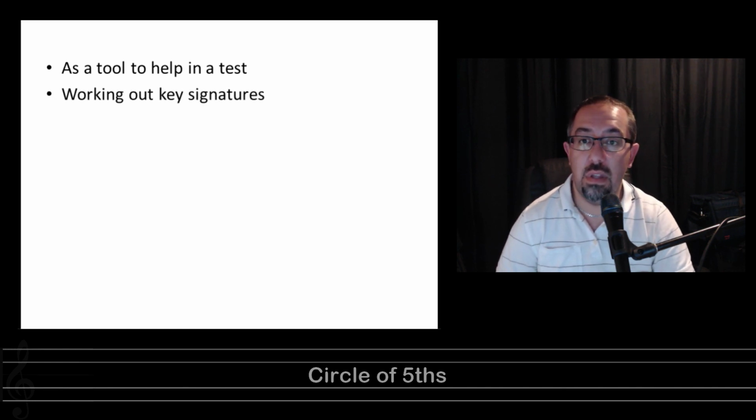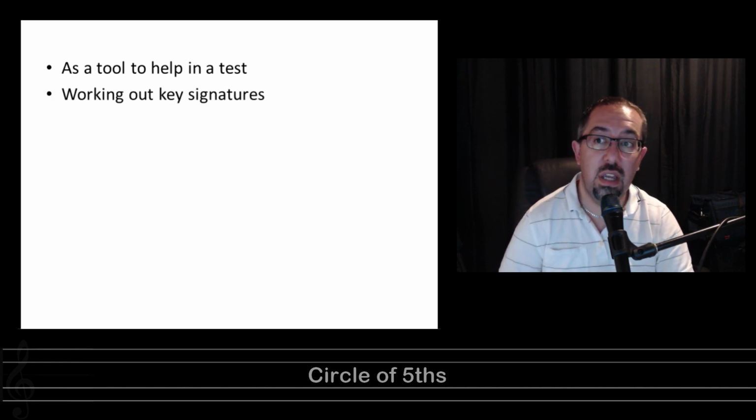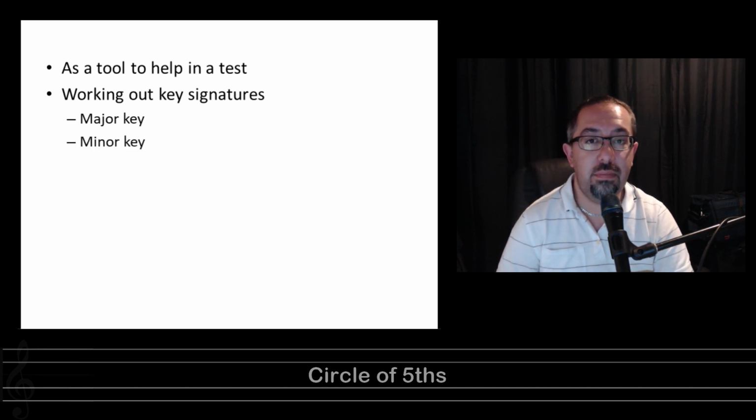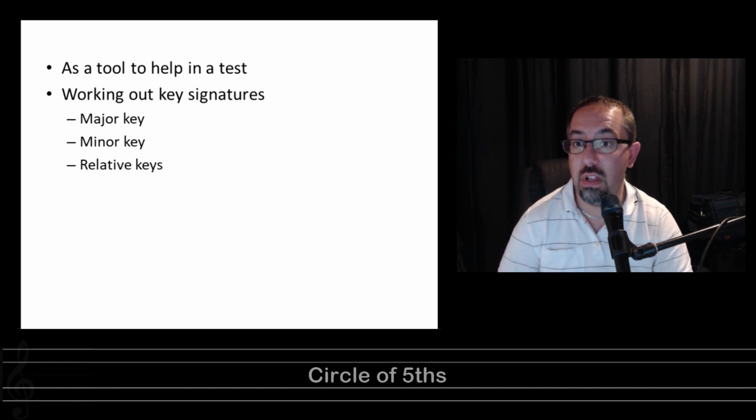Things that it helps them out with is key signatures, particularly, which is probably one of the first things you learn. I tend to focus more on the major key signatures first, then the minor key signatures, and then I look at the relatives between the two. When you have a minor key signature, you might want to work out what its relative major is, or you've got the major key signature and you want to work out the relative minor.